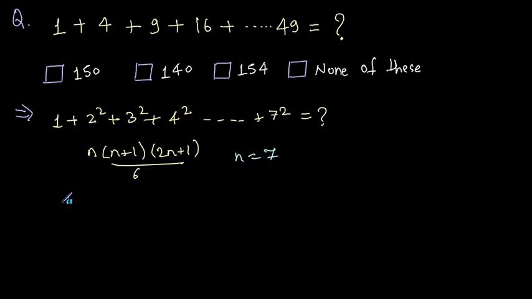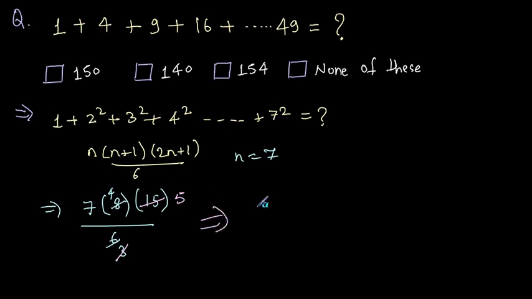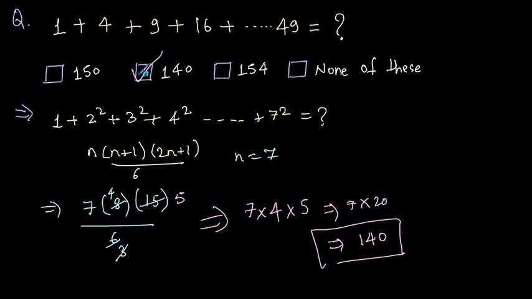So let's put the value of n in the formula and get the answer. So this becomes 7 into 7 plus 1, which is 8, into 2 into 7, which is 14, plus 1 is 15, divided by 6. Now let's cancel out terms from this expression. We can divide the numerator and the denominator by 2. 2 4s are 8 and 2 3s are 6. Now again this 3 can be cancelled out. 3 1s are 3, 3 5s are 15. So this is 7 into 4 into 5. So 5 4s are 20, into 7. So 7 into 20. Now this becomes 140. So the answer is the second option, 140.